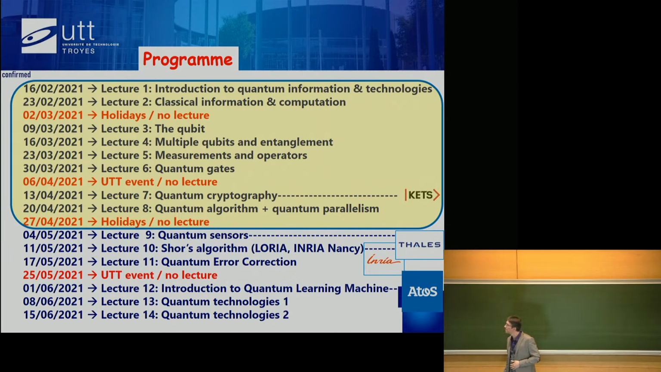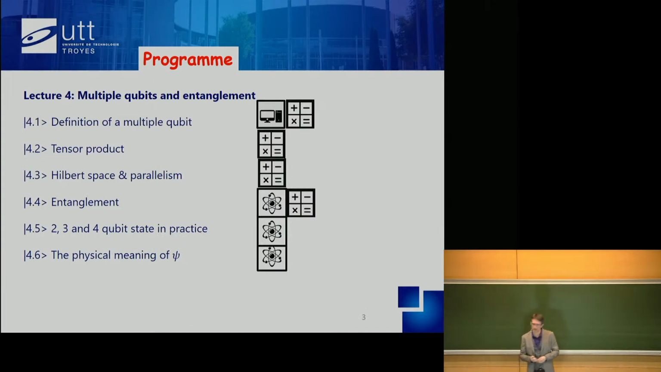The program for today is quite intense. There will be a bit of everything: math, physics and computing. Not so much computing today, actually. First I will talk about the definition of a multiple qubit. What does that mean? Then I will talk about the tensor product, which is a very important mathematical tool that will allow us to manipulate different qubits.